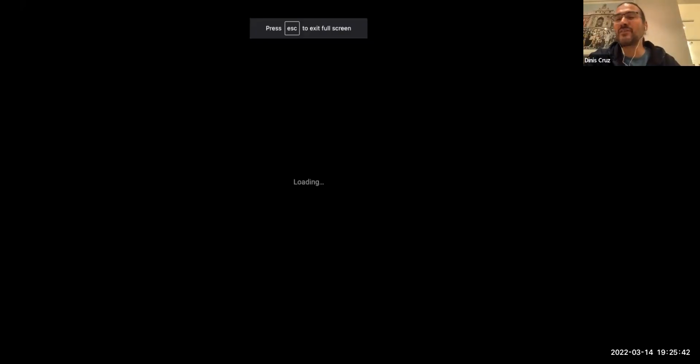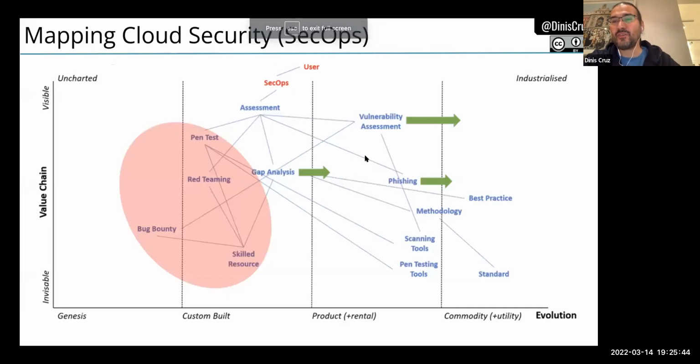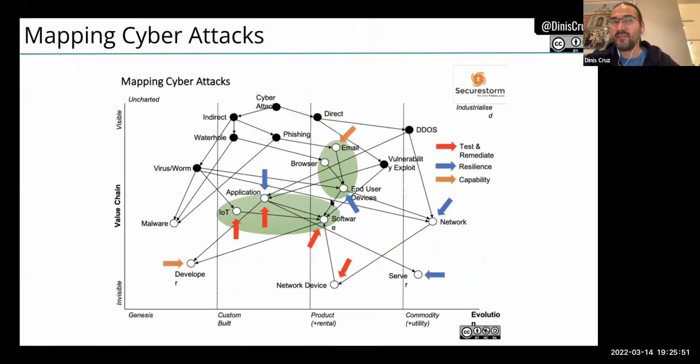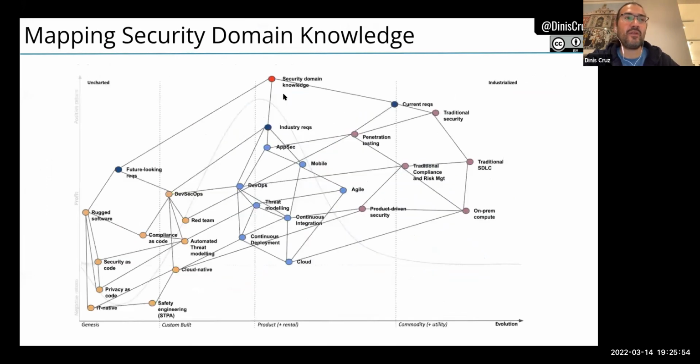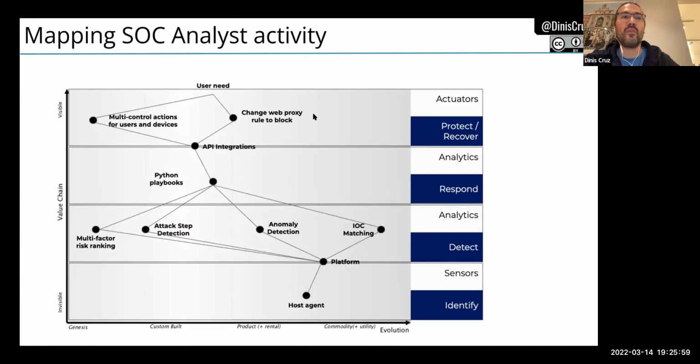Let me show a bunch of different examples. Here is cloud security DevOps, where you're mapping where things are going, so you can see the areas. Here is one where you're mapping the domain knowledge on the different areas. And here's a really cool one where you're actually mapping the SOC activity, where you can start to see the different elements from actuators, analytics, respond, detect, and identify. You can then say, this is where we are, this is where we need to be.